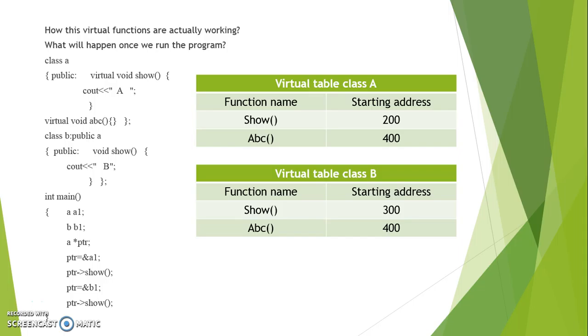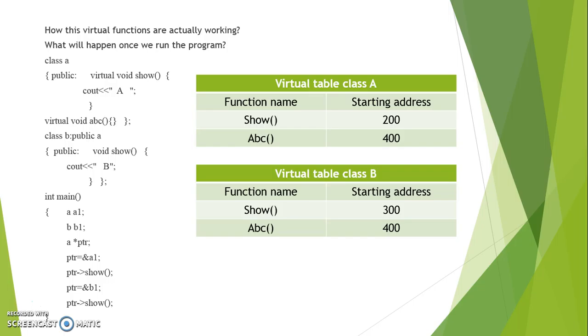If you are rewriting, then only the starting address of the function will be changed. If you are not rewriting it in the derived class, then the starting address of the function remains the same, so that it will invoke the base class function itself. Else, whatever you have rewritten, that function will be invoked. This is how virtual functions will be called. Now we have virtual pointers through which the virtual table will be accessed.